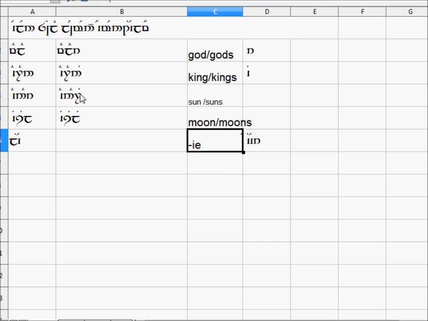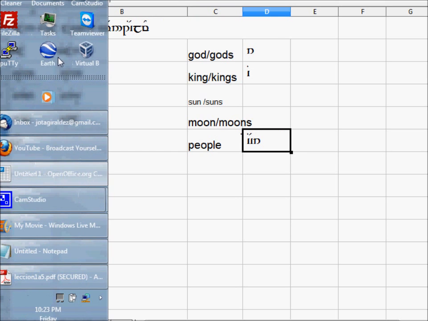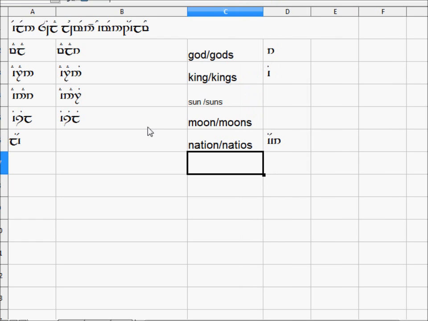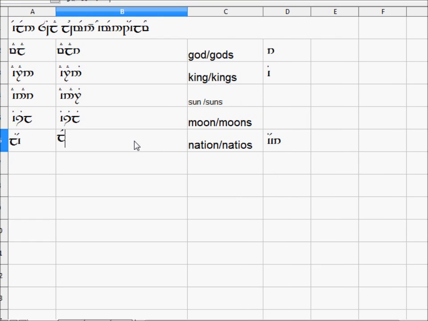Lie, which means people or nation, which is in plural already. I don't know how these guys make sense of each other. That's how it works. There will be nation and nations in this case. Let's just change the noun here, and the plural of lie will be lier, and that's how you make plurals in Quenya.